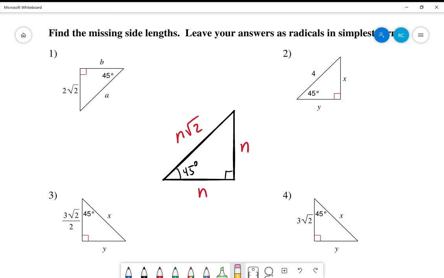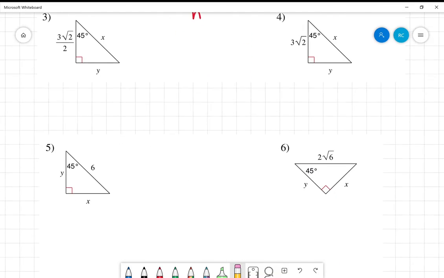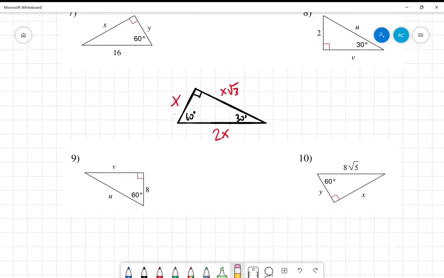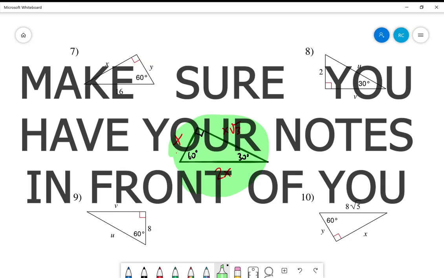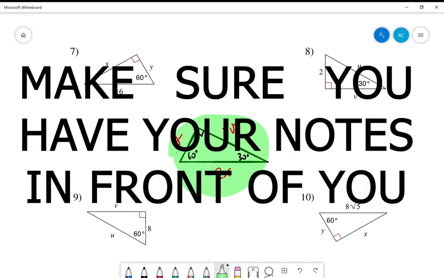All right, here I've got 10 problems using special right triangles, and I've even been so helpful as to provide for you notes so you don't have to actually have them in front of you. You should still absolutely have them in front of you. In fact, hey, Mr. Cunningham, remind yourself to put in really big letters on the screen right now, make sure you have your notes in front of you. Awesome. Moving on.